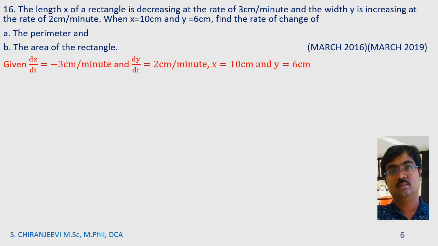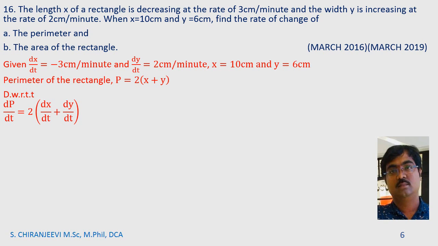Given dx/dt equals minus 3 cm per minute and dy/dt equals 2 cm per minute, x equals 10 cm and y equals 6 cm. Perimeter of the rectangle P equals 2 into (x plus y). Differentiating with respect to t, dP/dt equals 2 will be as it is, differentiation of x is dx/dt plus differentiation of y is dy/dt. Now substituting the values of dx/dt and dy/dt, dP/dt equals 2 into (minus 3 plus 2). Minus 3 plus 2 is minus 1. 2 into minus 1, minus 2 cm per minute.